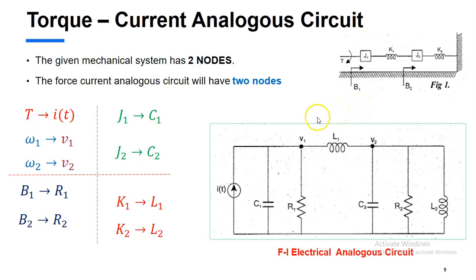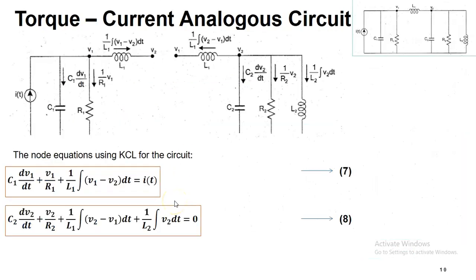Let us write the nodal equations using KCL. Here we consider node 1 and the current flowing through each element. In this node, we have an incoming current I of t. The remaining are all outgoing currents: C1 dV1 by dt, V1 by R1, and 1 by L1 integral of V1 minus V2 into dt. With respect to node 2, there is no incoming current, so it is 0. All the currents are outgoing currents that I have added. This is equation number 8.